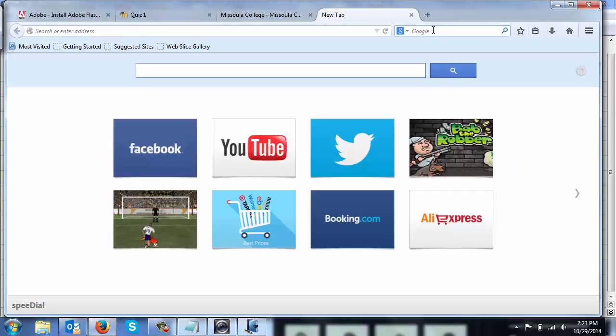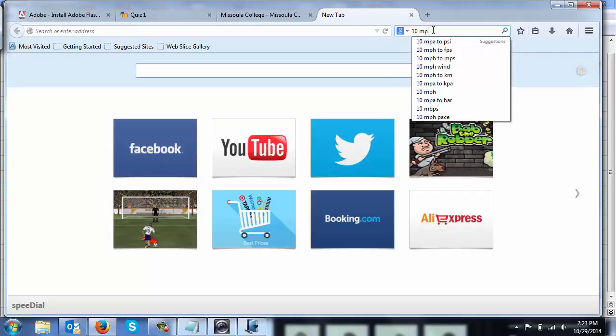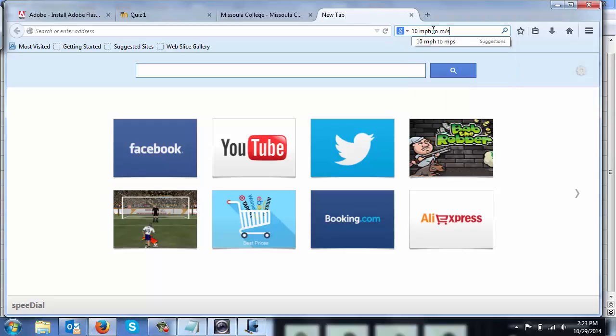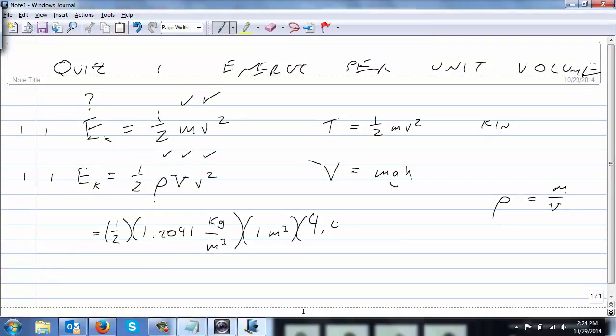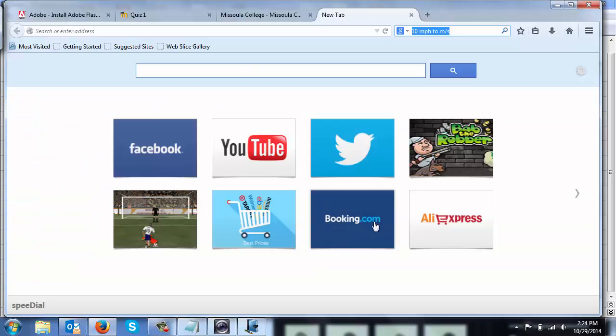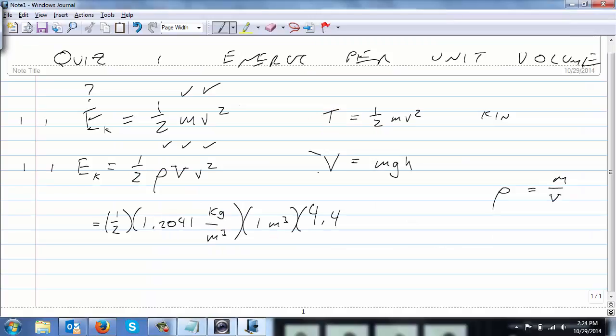So let's do our little units conversion over here on the side. 10 mph to meters per second. And Google's already thinking for me. It's told me the answer before I even finished typing. 4.4704. There are a couple different ways to write this, but I'm going to just put the meters per second in here and then square it.